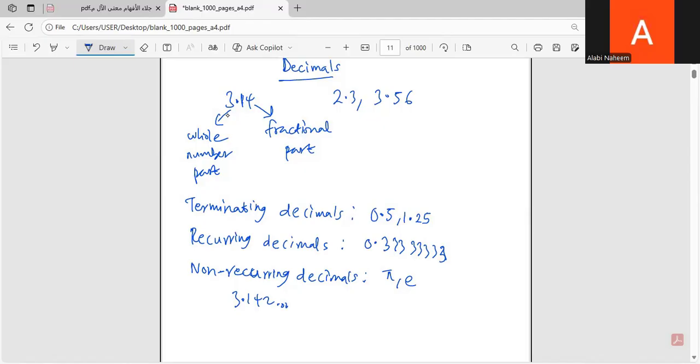For e also, 2.718, then it is endless. But the same numbers do not repeat themselves, unlike in the case of recurring decimals, where the same number repeats itself: 33333, 6666666. For non-recurring decimals, there are different numbers. You can see a mixture of 2, 3, 5, 7, 8, but it is endless.